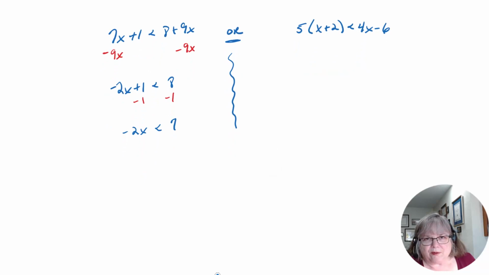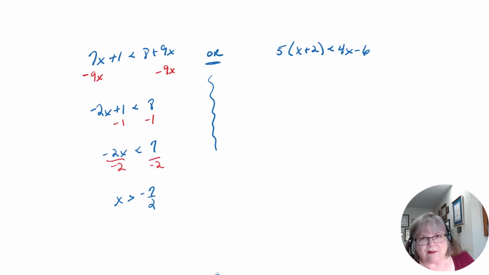And now I want to know what x is doing. So I'm going to do the opposite of what negative 2 is currently doing, which is to multiply. So I'm going to divide. Now when you do that, remember when you multiply or divide by a negative, you have to reverse the inequality. And no one's going to remind you of that but you.